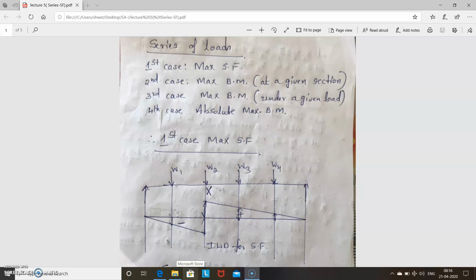In the last lectures, I explained how to draw ILD for shear force and bending moment when there is a single load and 2-point loads. Now we'll see, if there are a series of loads, how to find maximum shear force, maximum bending moment and absolute maximum bending moment. Again, under maximum bending moment, there are two types: at a given section and under the given load. So first we'll see how to find maximum shear force when there are a series of loads.